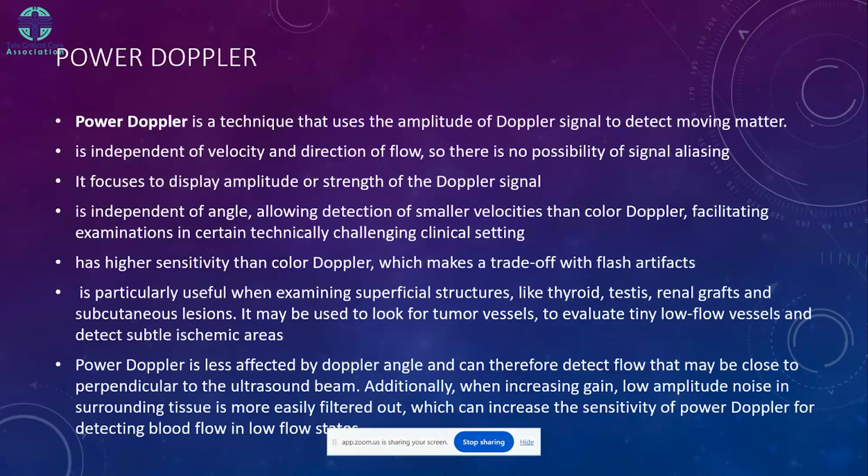Coupled with the color Doppler is the next mode, which is called the power Doppler. So this is a technique which basically uses the amplitude of Doppler signal to detect moving matter. And this is independent of velocity and direction of flow as compared to color Doppler. So the possibility of any signal aliasing is reduced to a minimum. Now this focuses only to display the amplitude or the strength of the Doppler signal.